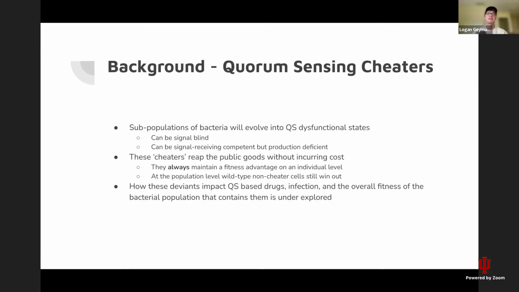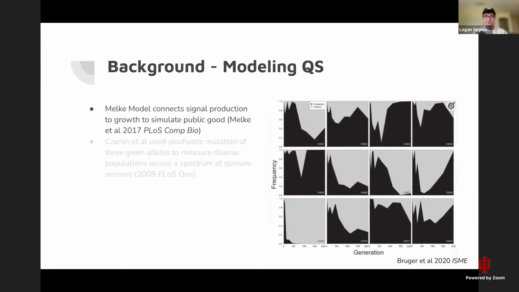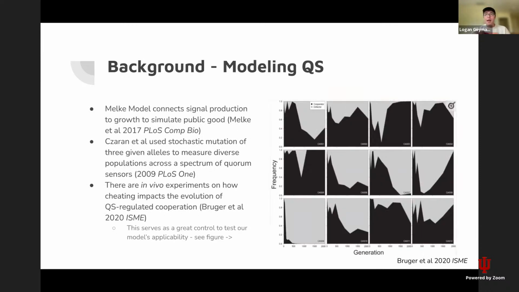And Nick, if you could go to the next slide, I'll talk about the modeling. So in terms of quorum sensing, it's not new to think about modeling quorum sensing. That's been done a lot, but typically those have been limited to fitness landscapes. So understanding how or why quorum sensing evolved, and then also how those populations adapt and change in their makeup over time. So the first model we're going to talk about is from Melke et al.